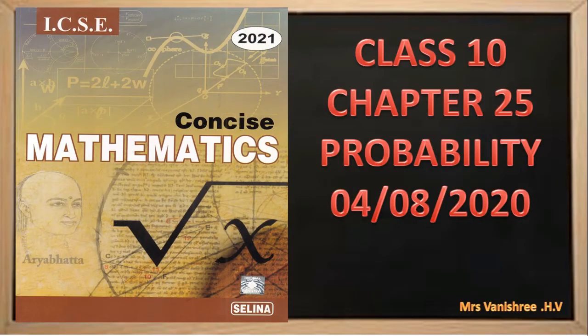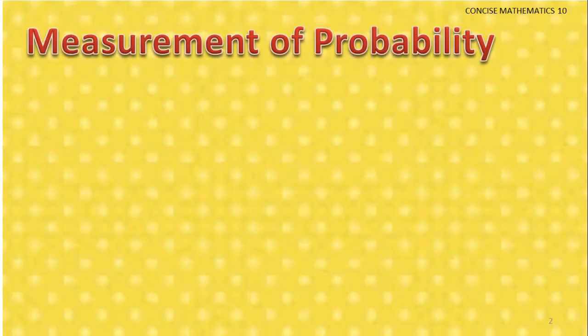Everyone, welcome back to Maths class, chapter number 25, Probability. In the previous session, we discussed some basic terms and concepts, namely experiment, random experiment, sample space, equally likely outcomes, and an event. Let us move on to the next topic, that is measurement of probability.